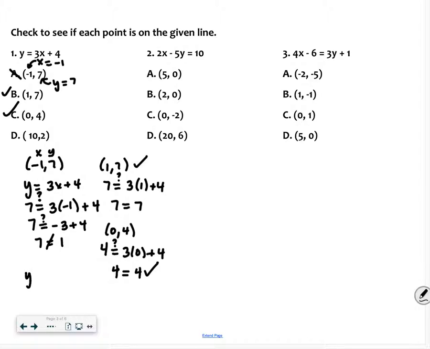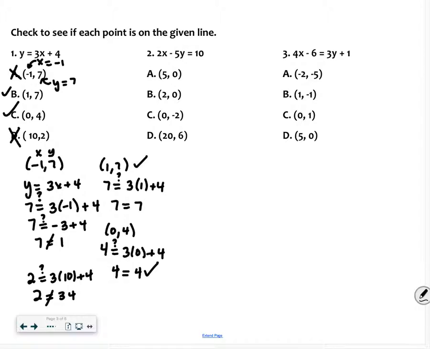But the next one, I think you can see pretty quickly it doesn't work. So if I have the y value of 2 and 3 times 10 plus 4, I get 2 is equal to 34. Well, that doesn't work. So this one, when I was questioning it, I went through, I got 2 is equal to 34, so this one's out. Okay, and that's what we do for all of these.